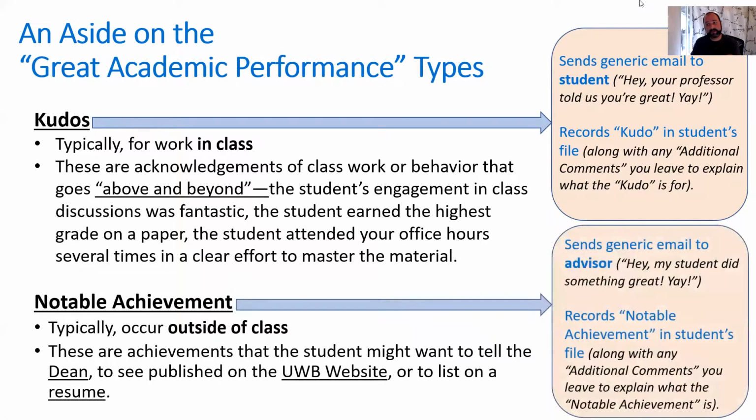For notable achievement, it's going to send a generic email to the advisor saying, hey, my student did a great job. For both those reasons, if you just submit the alert without any sort of comments or notes attached to it, that's all anyone will ever know. So make sure when you submit these kudos or notable achievement alerts that you're actually typing in what the kudo is for or what the notable achievement is, right?